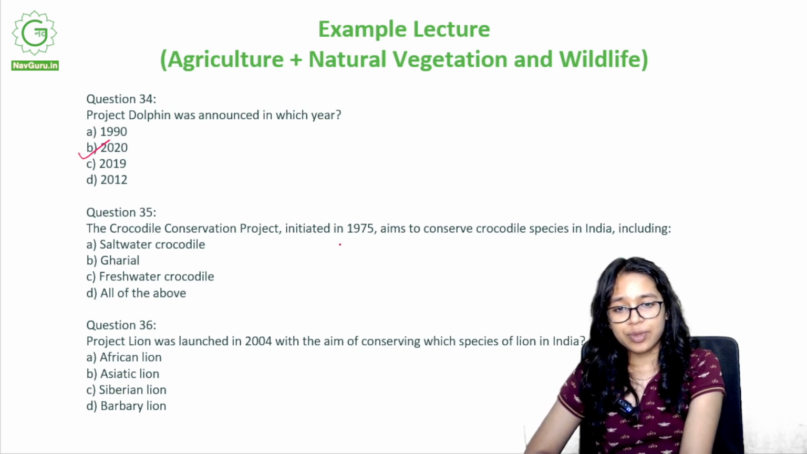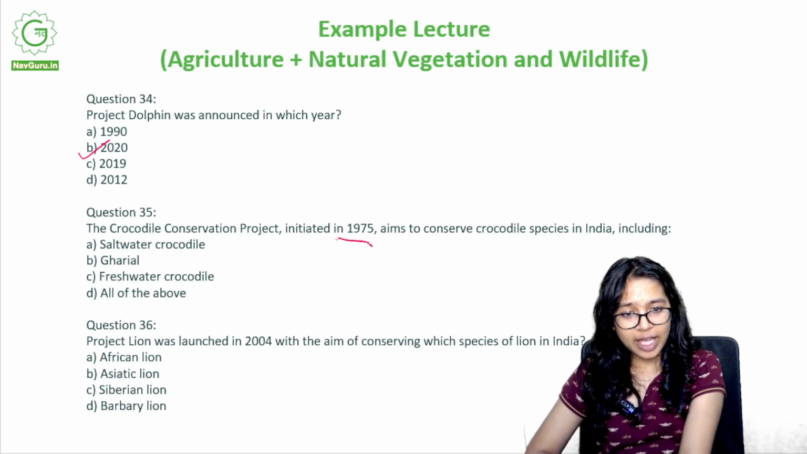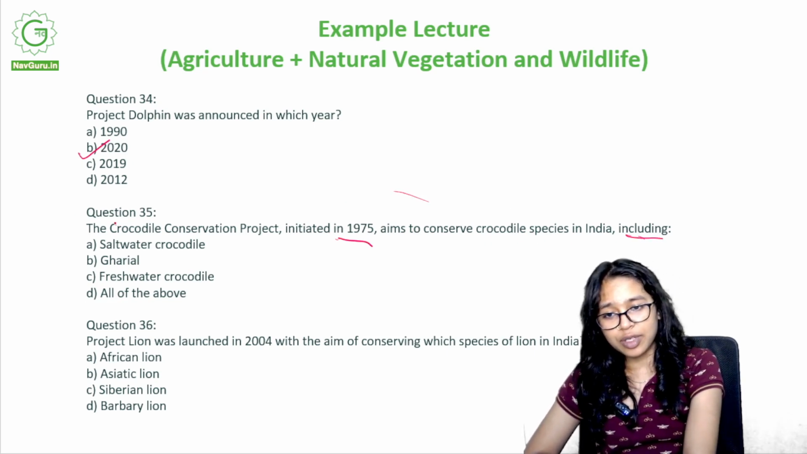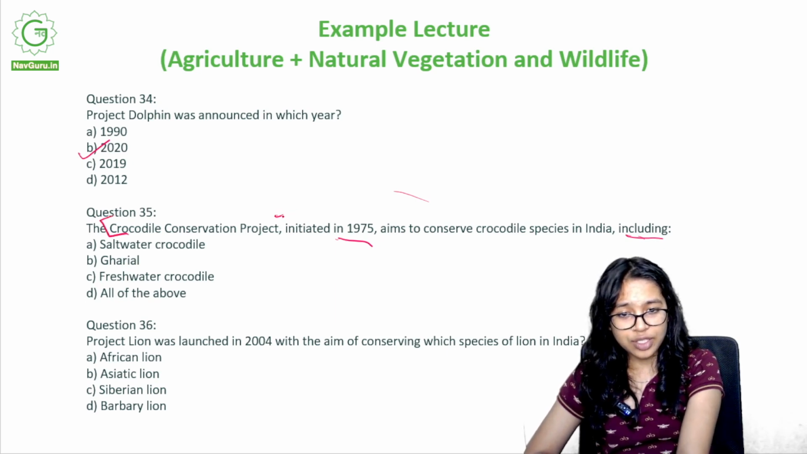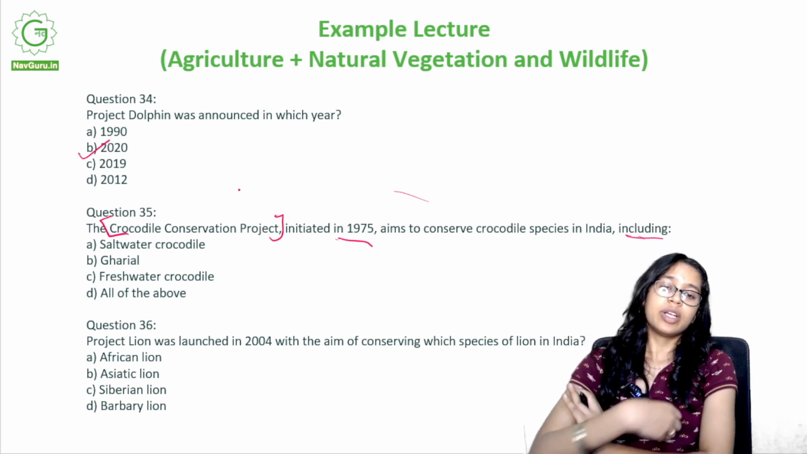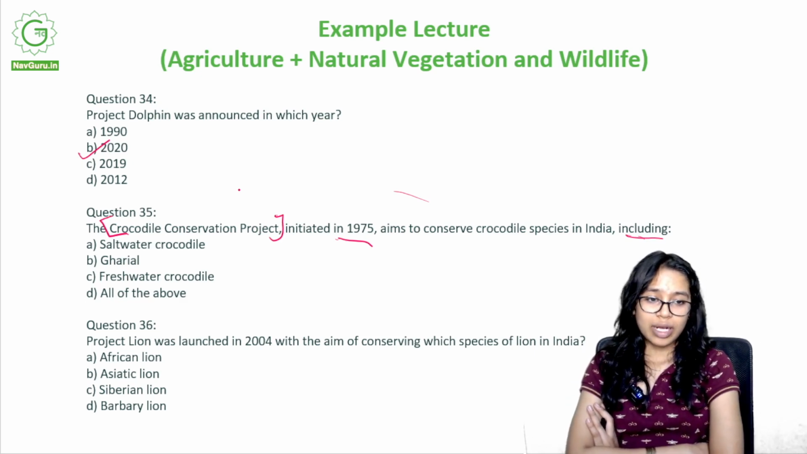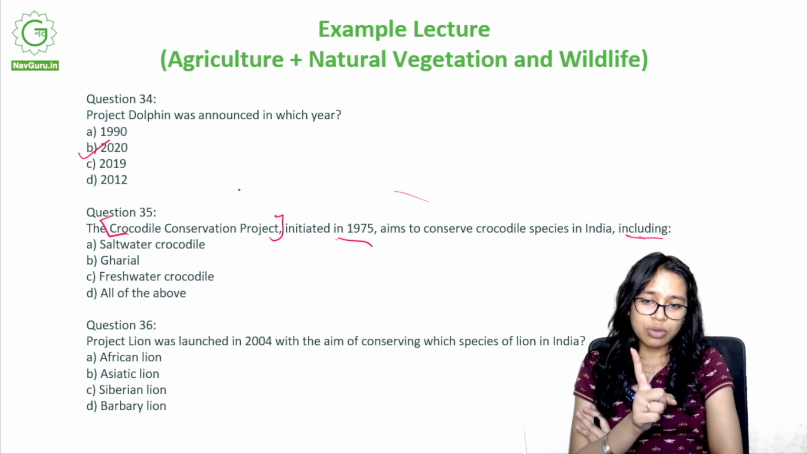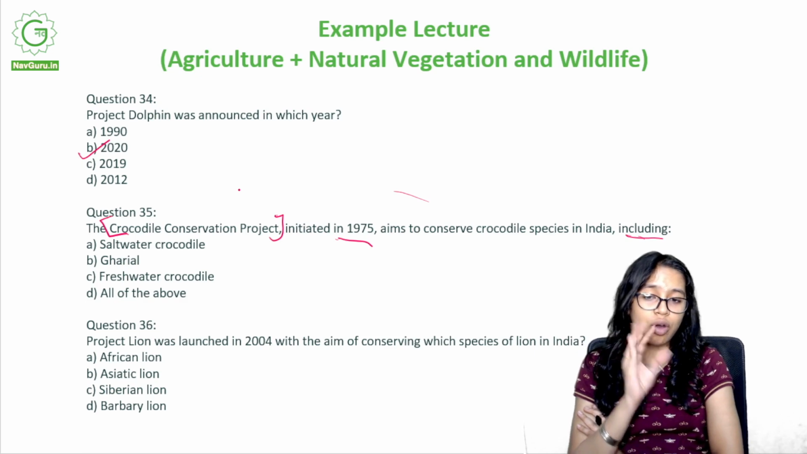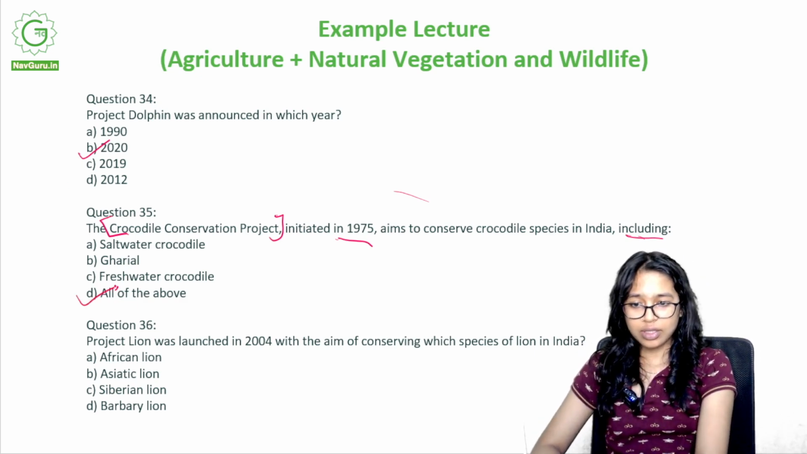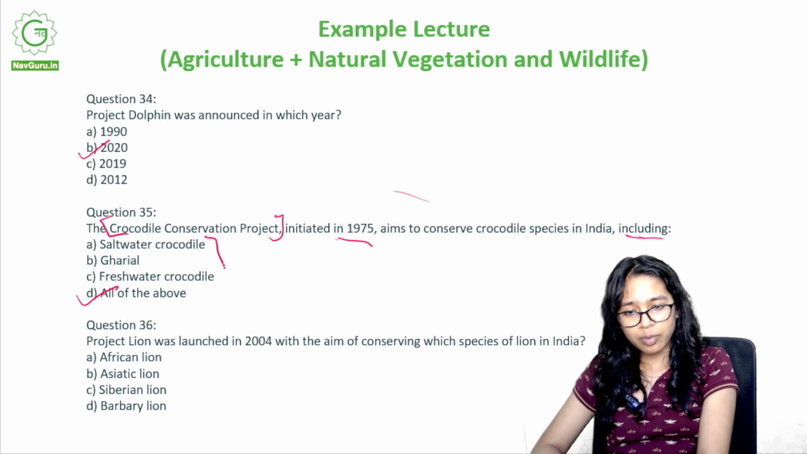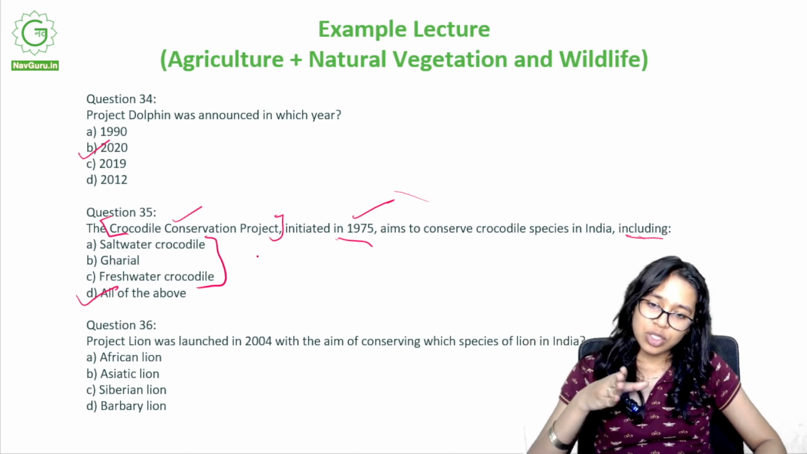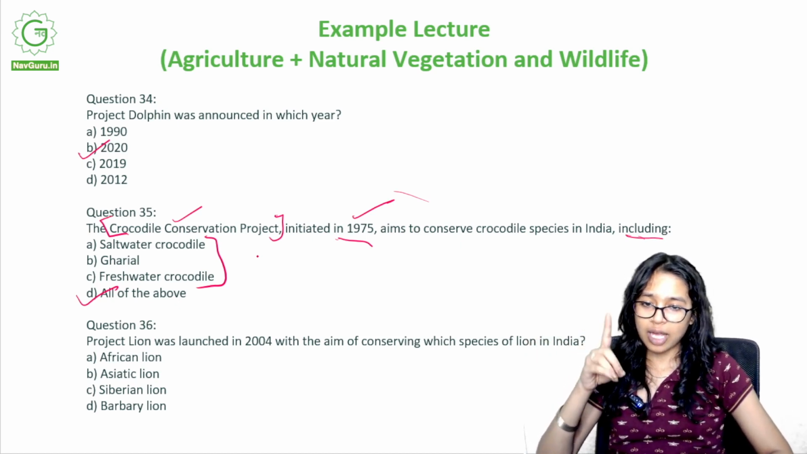The Crocodile Conservation Project, initiated in 1975, aims to conserve crocodile species in India, including. So there is a conservation project called the Crocodile Conservation Project, which was initiated in 1975. And what does it aim for? It aims to conserve crocodile species. Which of these does it want to conserve? Saltwater crocodile, gharial, freshwater crocodile, or all of these? The right answer is all of these. This is information you could keep in mind. One point is the name, one is when it was initiated, and one is which species it aims to conserve.